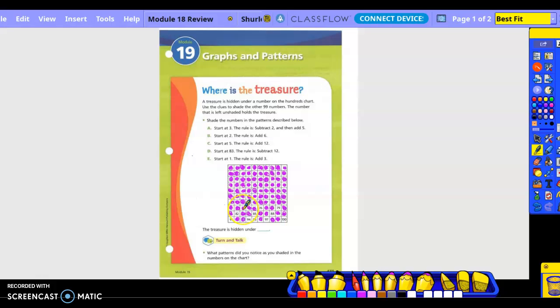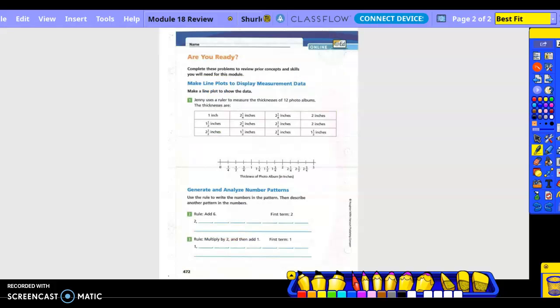Plus 3 is 67, plus 3 is 70, plus 3 is 73, plus 3 is 76, plus 3 is 79, plus 3 is 82, plus 3 is 85, plus 3 is 88, plus 3 is 91, plus 3 is 94, plus 3 is 97, plus 3 is... So our hidden treasure is 95. Are you ready? Complete these problems to review prior concepts and skills you will need for this module.